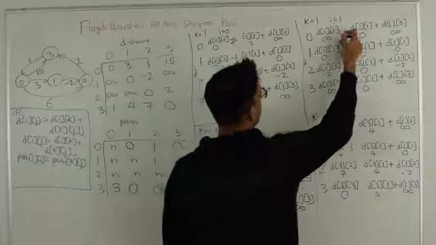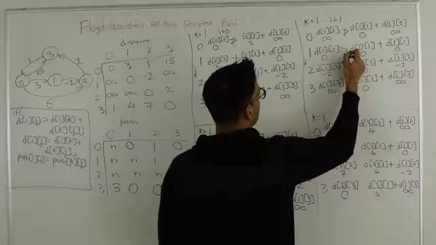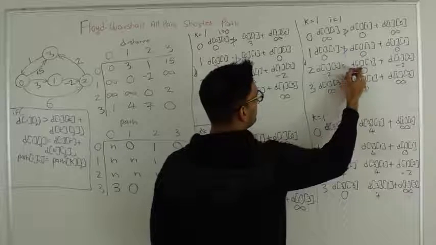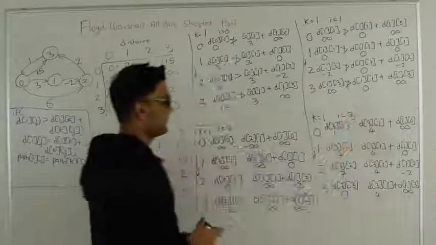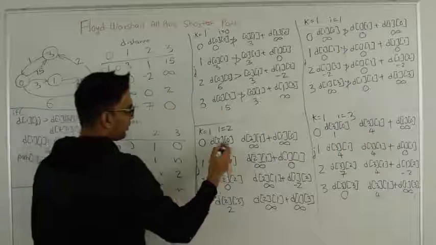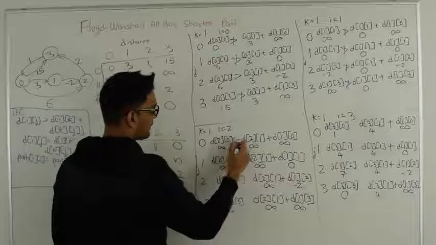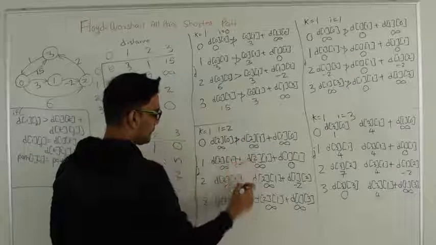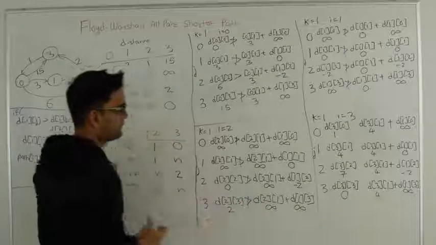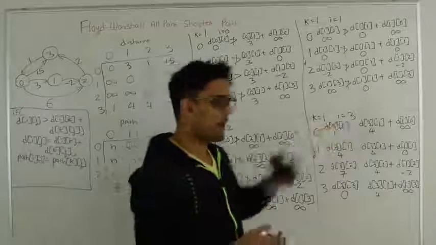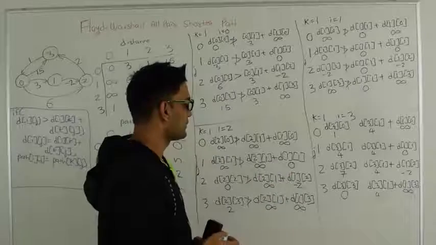Is infinity greater than 0 plus infinity? No. Is 0 greater than 0 plus 0? No. Is minus 2 greater than 0 minus 2? No. Is infinity greater than 0 plus infinity? No. Then we come here, i equal to 2, repeat the same process: no, no, is 0 greater than, no, is 2 greater than infinity plus infinity, no. And finally, for i equal to 3, we again repeat j from 0 to 3.